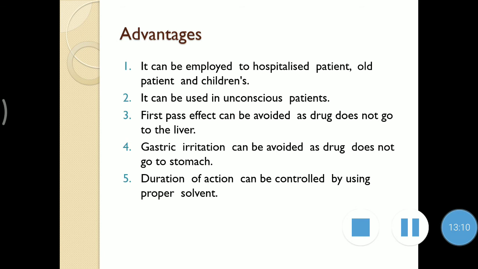So the advantages of the enema route: it can be employed in hospitals and for old patients and children. It can be used in unconscious patients and non-cooperative patients. First pass can be avoided as the drug directly goes to the blood circulation, so the drug does not go into the liver. Gastric irritation can be avoided as the drug goes to the large intestine, not into the stomach. Duration of action can be controlled by using proper solvents, that is, by modification of the formulations.